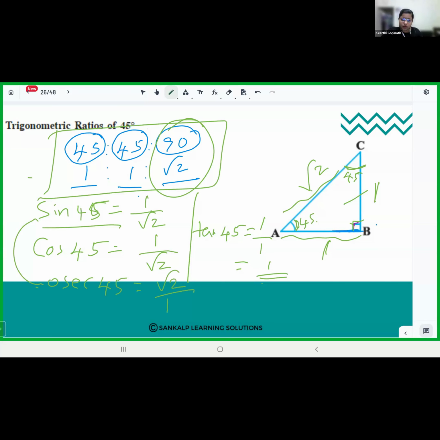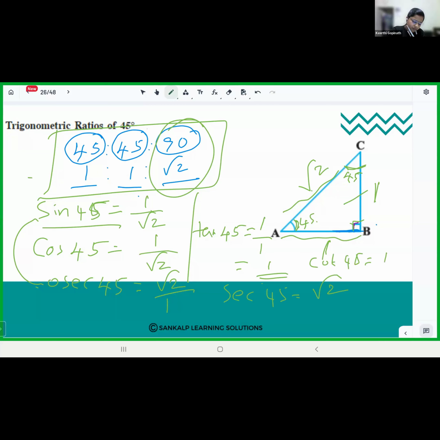If cos 45 is 1 by root 2, can you find out sec 45? Since sec 45 is the reciprocal of cos 45, it is just the reverse of that value. That will be root 2 by 1, that is equal to root 2. So sec 45 is also root 2. Alright. So what can you say about cot 45? That is equal to 1. Now we have obtained all the trigonometric ratios of 45 degree.